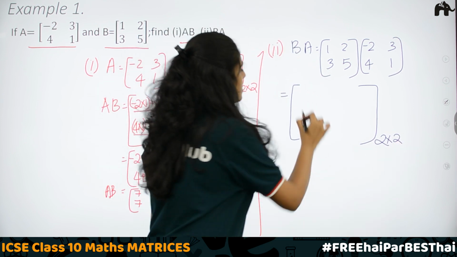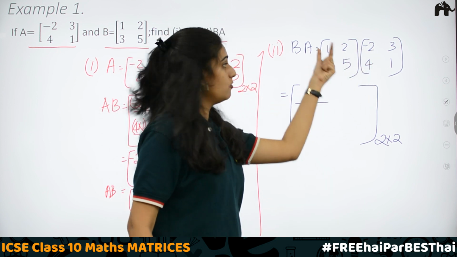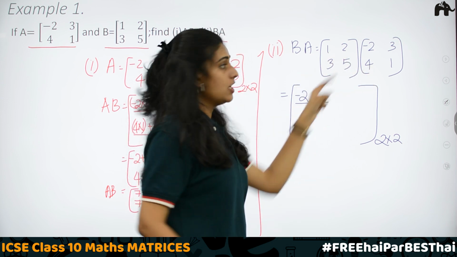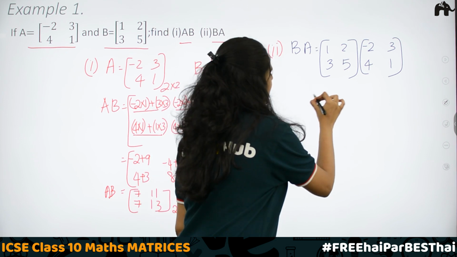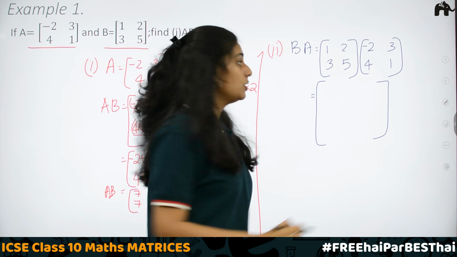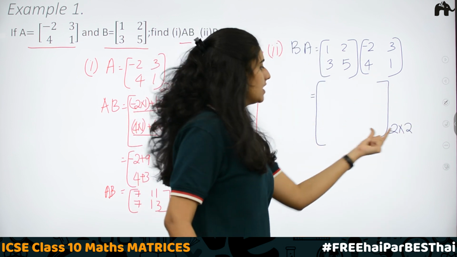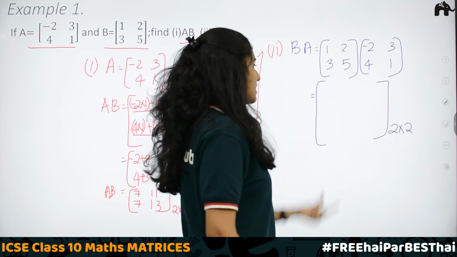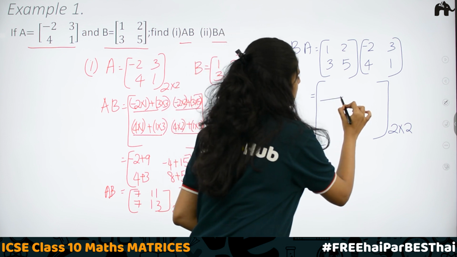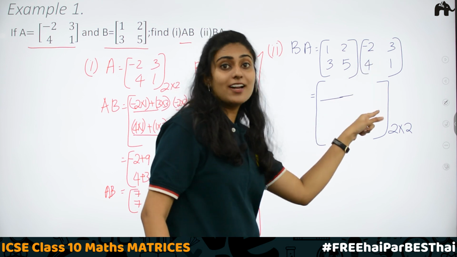Now filling the elements. First element 1 into minus 2. First row, first column. 1 into minus 2, minus 2. Then 2 into 4. 2 into 4 is 8. We'll again be getting a 2 by 2 matrix. Here we have a 2 by 2 matrix. This is also a 2 by 2 matrix and the product matrix will be a 2 by 2 matrix. Now we'll find the elements of this matrix. Here the first element. To get the first element, we have to consider first row of first matrix and the first column of second matrix.